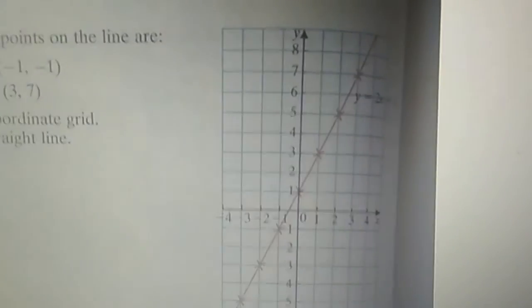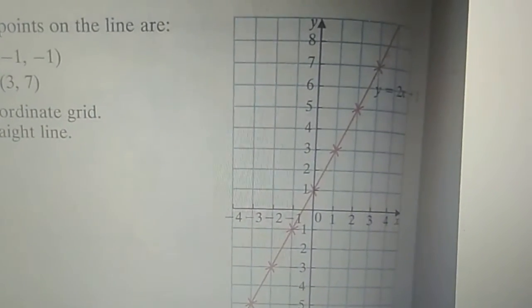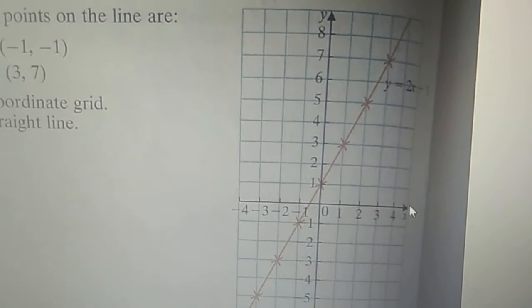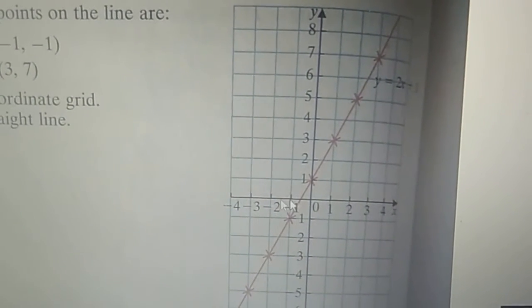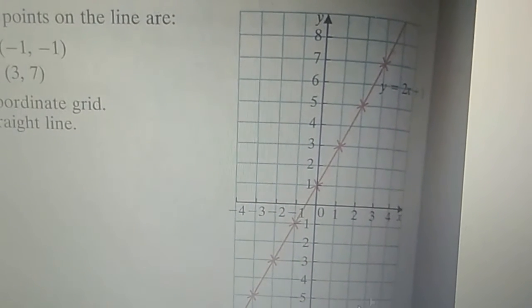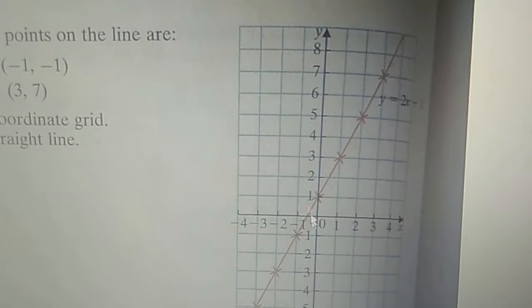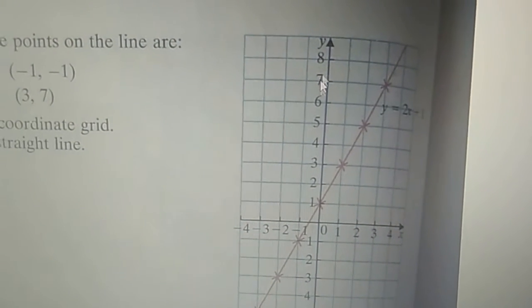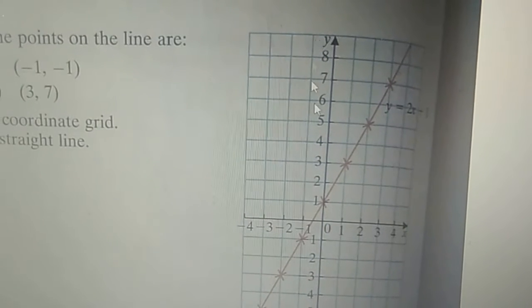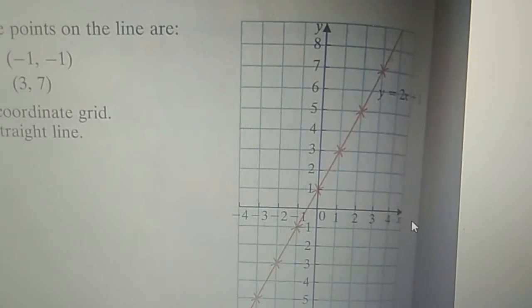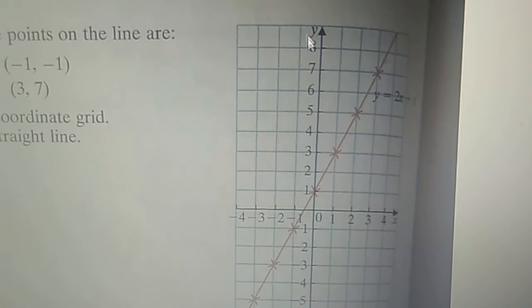As we are talking about the graph, a graph has two main axes. One is the x-axis, and the other one is the y-axis. This vertical axis is the y-axis and this horizontal axis is the x-axis. So this is the x-axis and this is the y-axis.